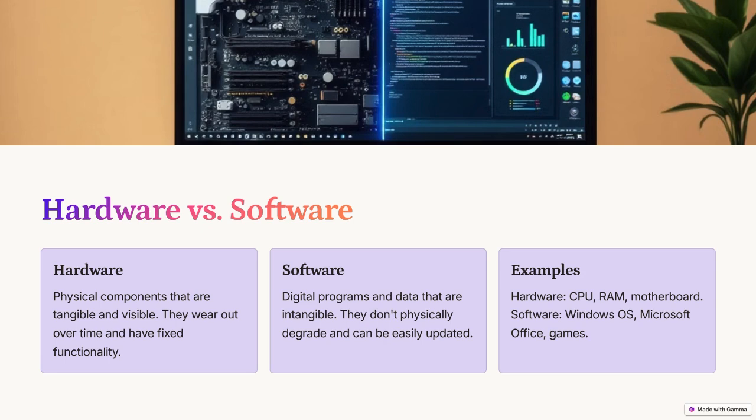Hardware versus software. It's important to distinguish between hardware and software. Hardware is tangible, you can physically touch it. Hardware has fixed functionality, is susceptible to physical wear and tear, and includes components like your CPU, RAM, motherboard, and storage drives. Think of hardware as analogous to a car's engine and frame, while software would be the driver and GPS system. Both need each other to function properly.